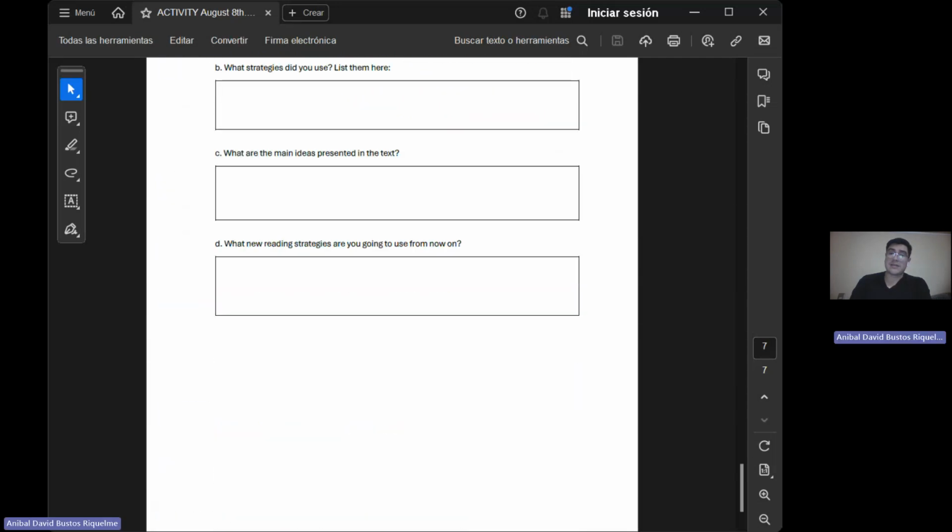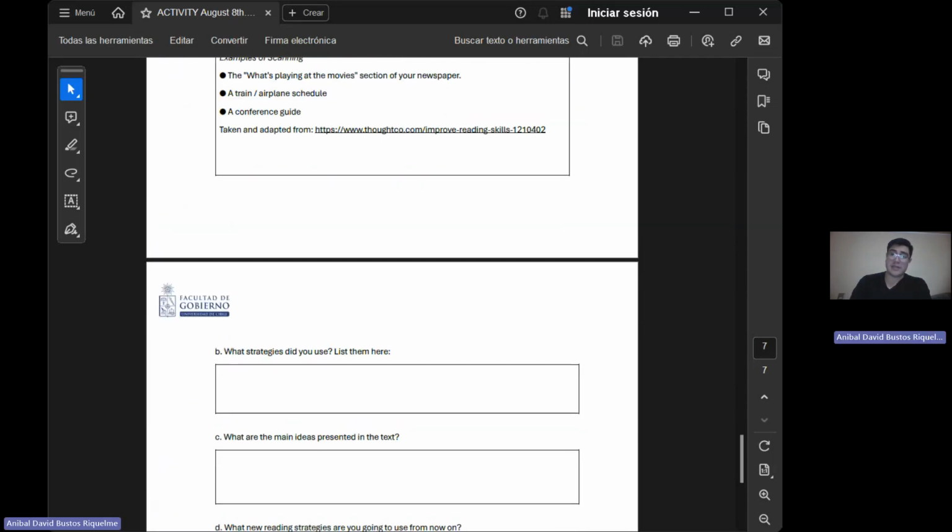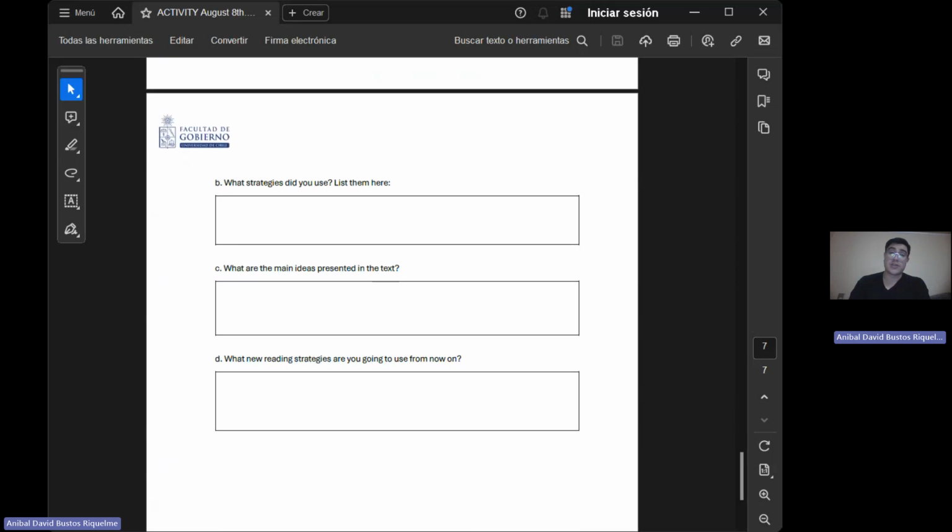And then there are some, of course, questions that you need to answer. The questions are: what strategies did you use? List them here. What are the main ideas presented in the text? What new reading strategies are you going to use from now on?